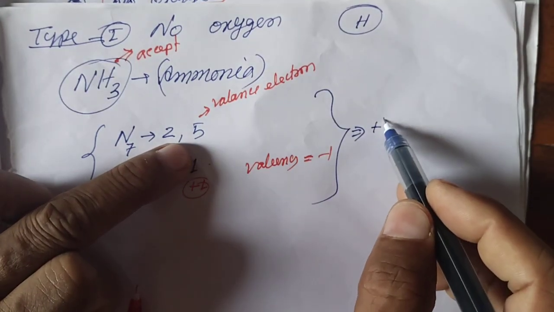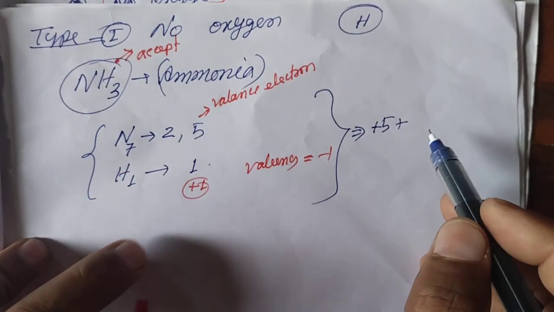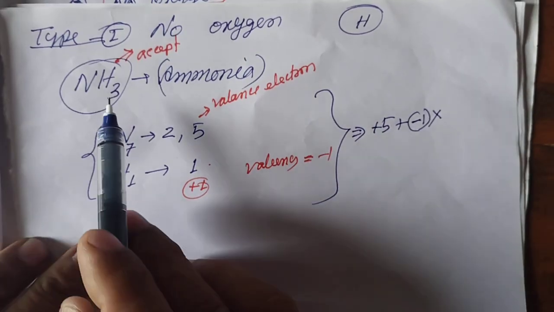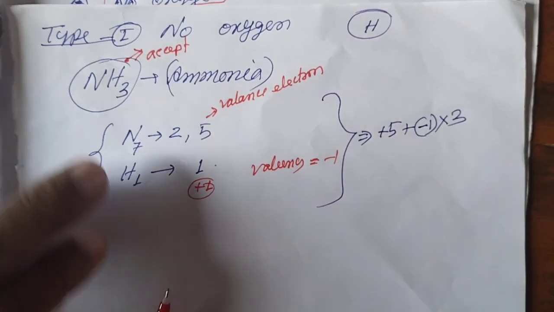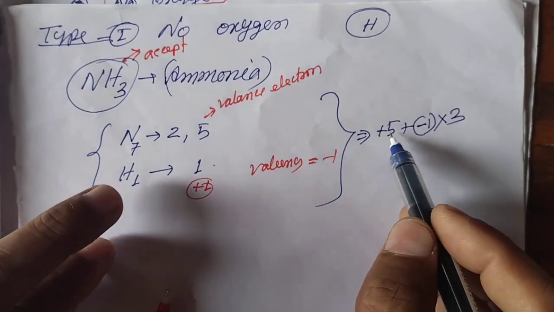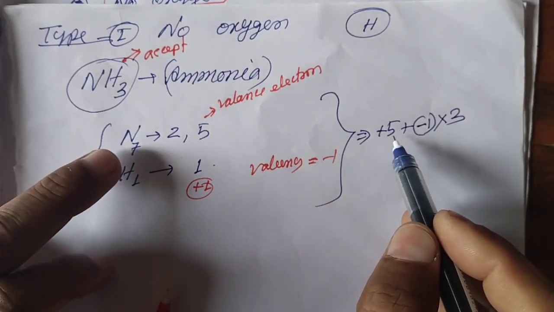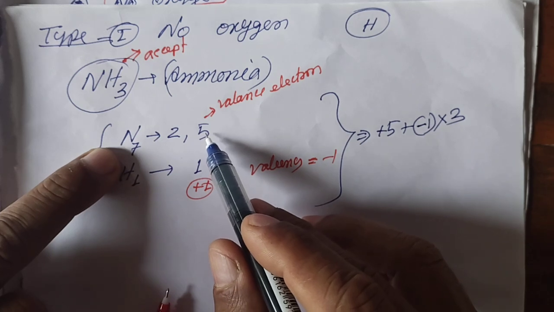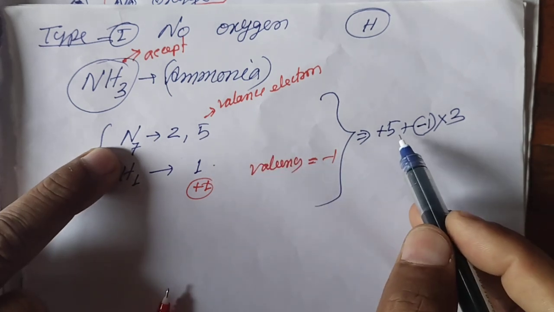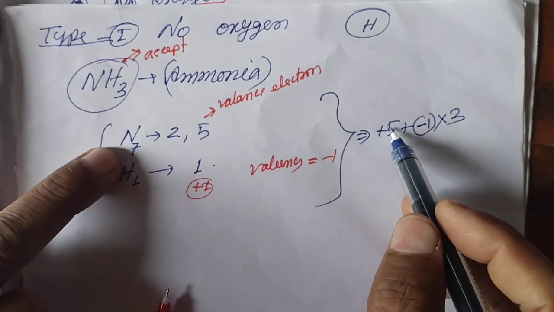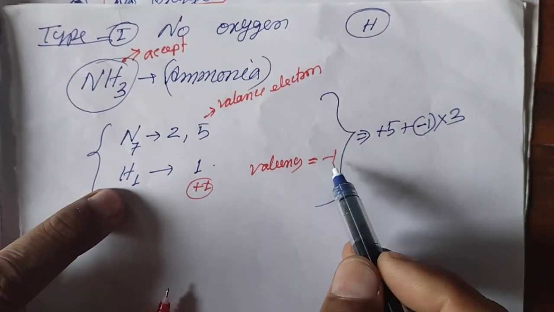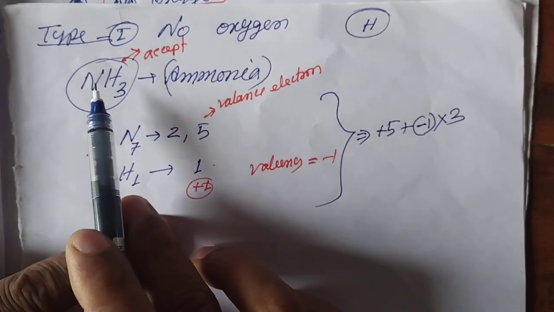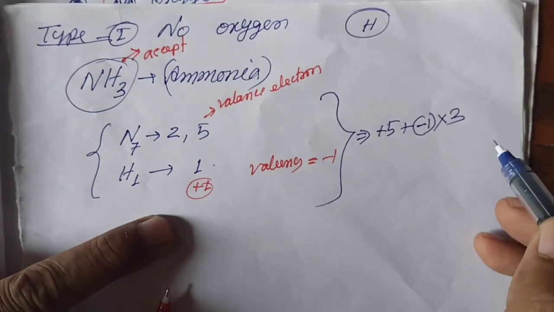How many? +5 in the outermost shell, plus valency of hydrogen is -1. And hydrogen how many times? Hydrogen 3 times, so multiply by 3. I am telling you again, valence electron of the other element, nitrogen. Valence electron of nitrogen how many? 5. Valence electron means electron in the outermost shell. So 5. And valency of hydrogen in this case is -1, because hydrogen will accept. When it is a compound with hydrogen, hydrogen valency will be -1, 3 times.